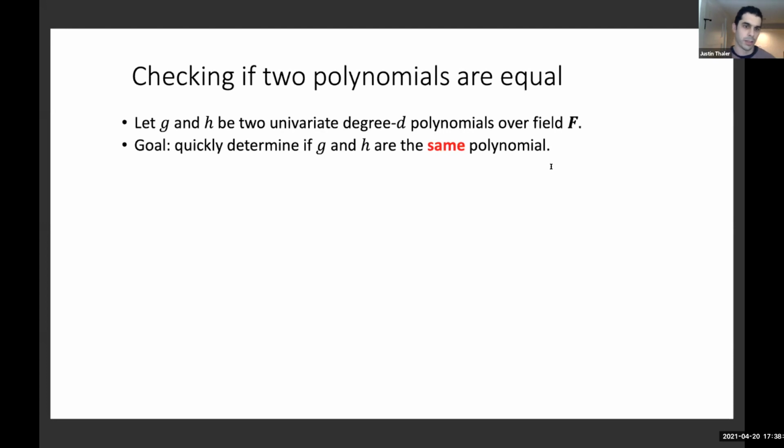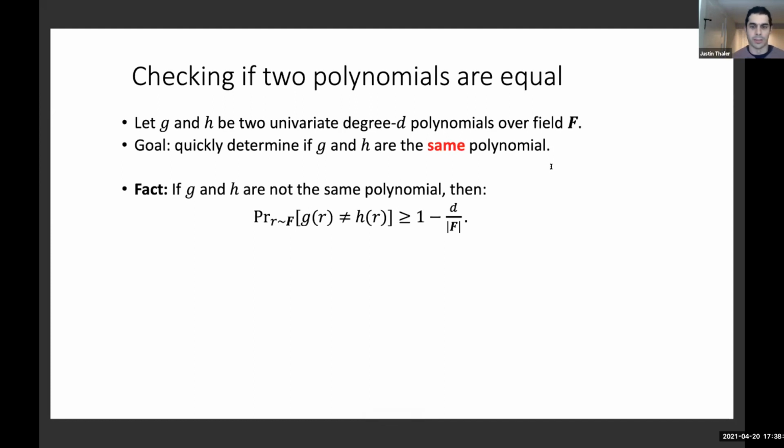So what you can do is pick a random input and evaluate both polynomials at that input. If they agree at that one input, we declare them to be the same polynomial. And of course, if they disagree at that input, we know for a fact that they must not be the same polynomial. There's this very basic fact about low-degree polynomials, probably known to most of the audience, that if the polynomials are both low degree and they're not the same polynomial, then when you evaluate them at a random input, they disagree with high probability. Hence this randomized check will be accurate: if g and h are not the same polynomial, it will detect that with high probability.